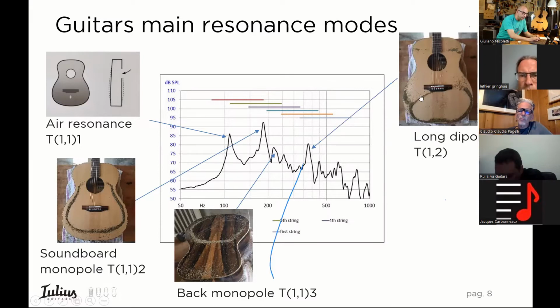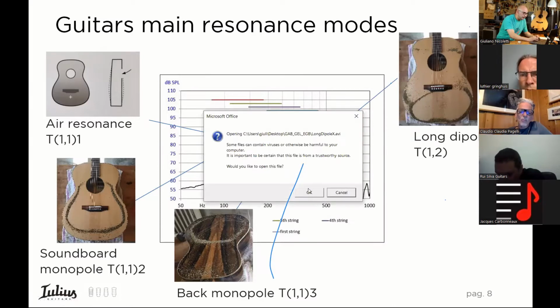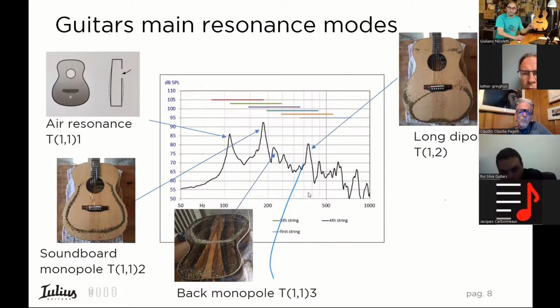The third peak that we encounter usually is a long dipole. And this, of course, is for this type of instruments. It's an X-braced instrument, Martin type. And we can see that we have two poles. It's a dipole. And the two poles are moving in antiphase, one with each other, usually.